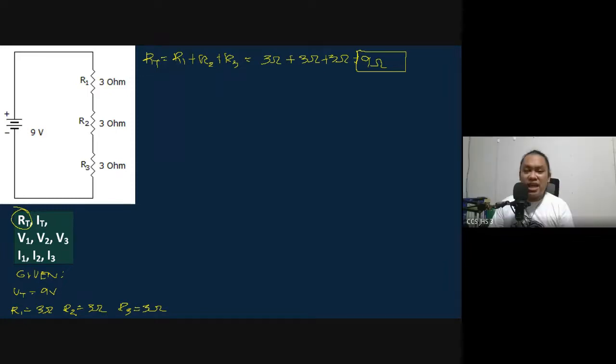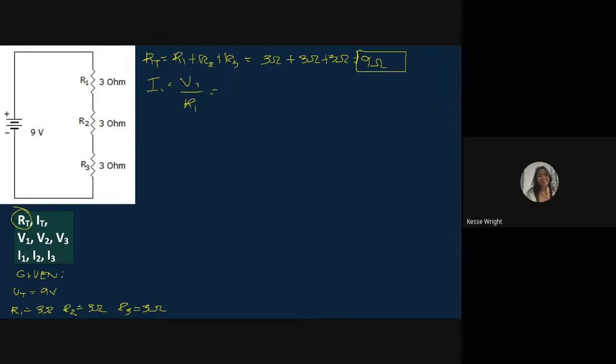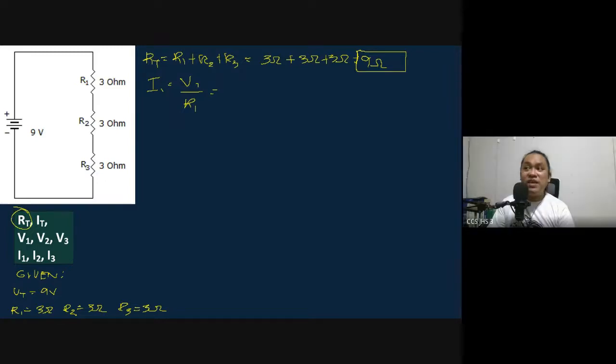Individual current, let's say I sub 1. What's the formula from Ohm's law? V sub 1 over R sub 1. Can we solve it now? Do we have the value for R sub 1? We have R sub 1, but V sub 1 is not available yet. So we cannot solve for I sub 1. Next.